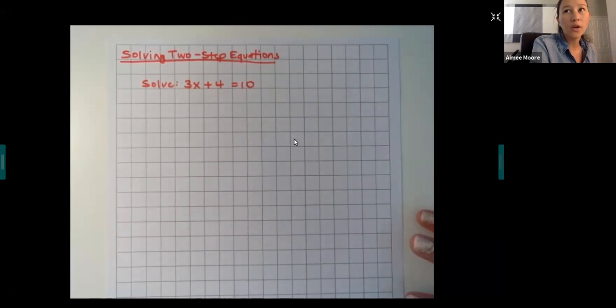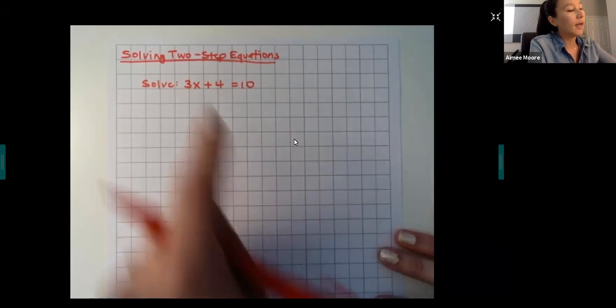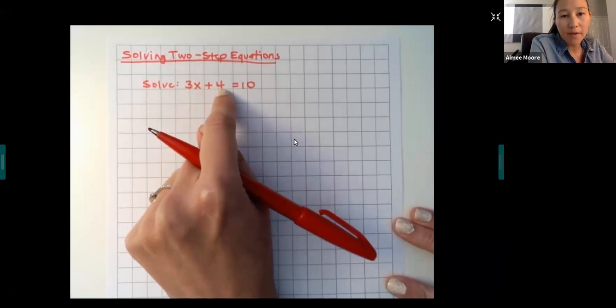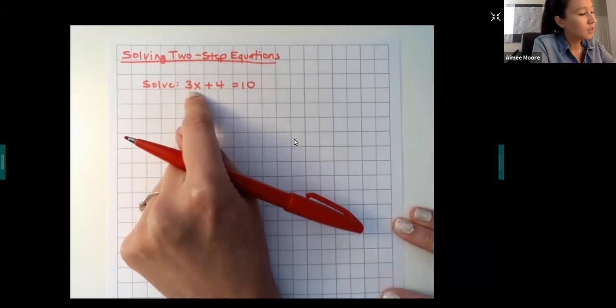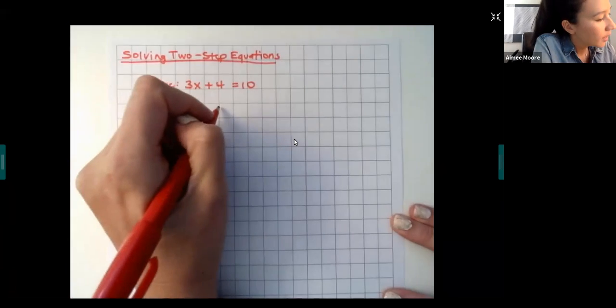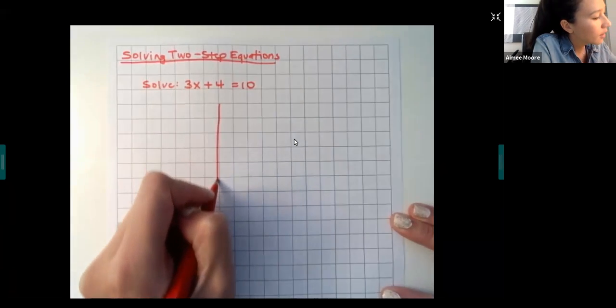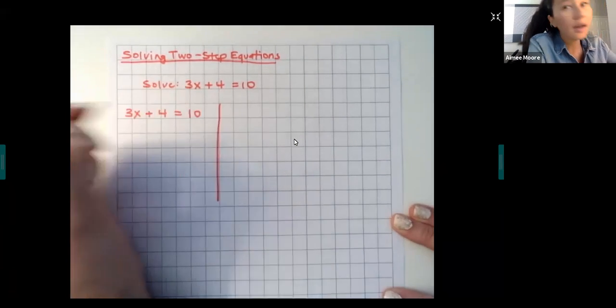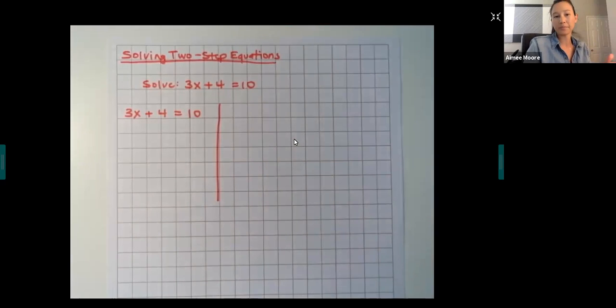So when you're solving equations, the goal is to get the variable, or the letter, which is x, all by itself. So we need to get rid of everything around it to tell us what x is equal to. So go ahead and draw a line. We'll copy down our problem, 3x plus 4 equals 10, and then we're going to write our steps. So we're going to be using inverse operations.